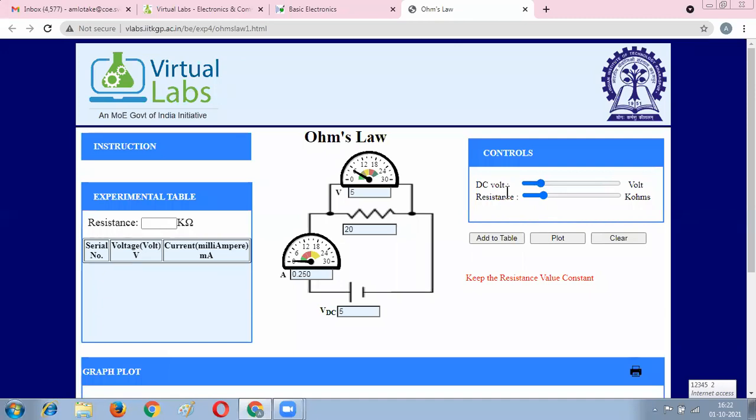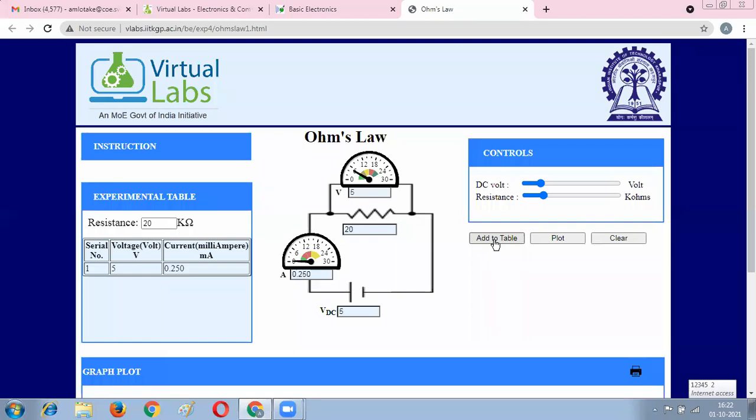And for this reading of 5 volt DC voltage, what will be the voltage across the resistance and what will be the current flowing through the resistance, that you are going to measure. So what will be the voltage and what will be the current in milliampere? You will get this value. For what voltage? DC volt, that is 5 volt. So you are going to add it to the table. So this will be your first reading. Voltage is 5 volt. At that time, the current is 0.250 milliampere. And resistance you have kept 20 kilo ohm.